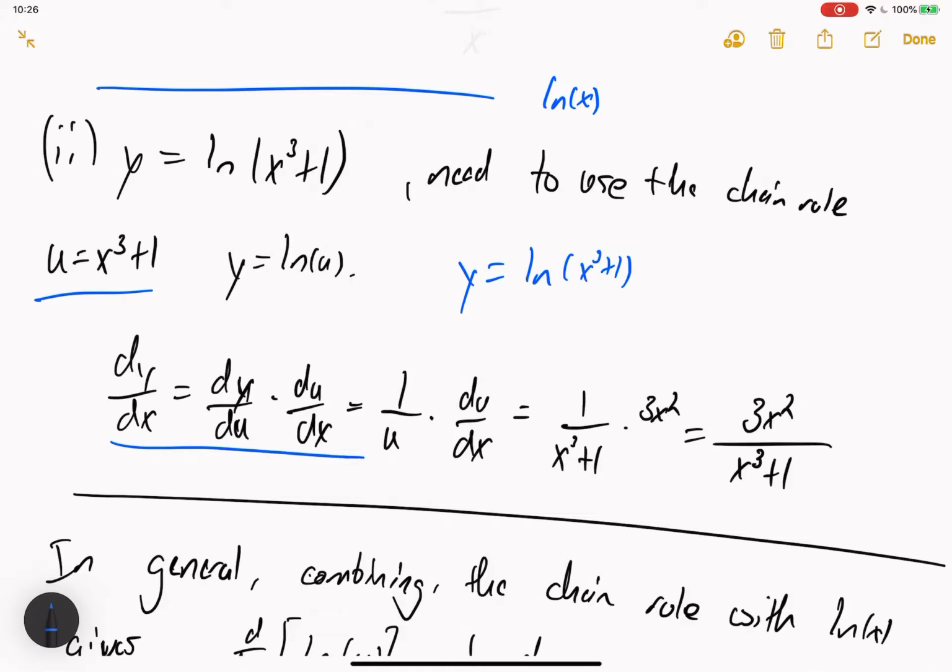Likewise with the chain rule, when we use Leibniz notation, we use dy/dx. So we get dy/dx is equal to dy/du, the derivative of the outside, times the derivative of the inside, which is du/dx.